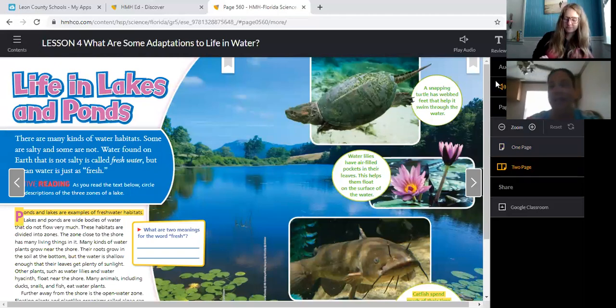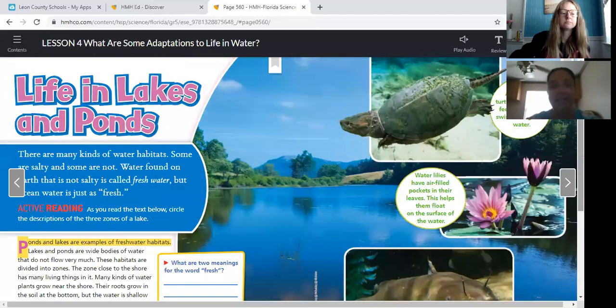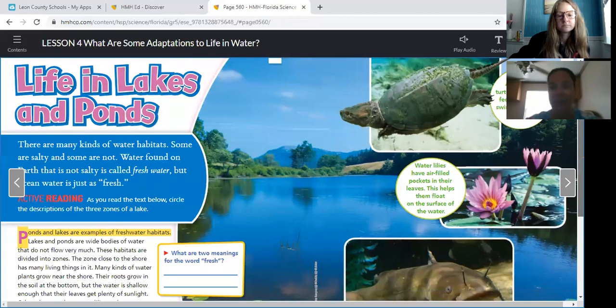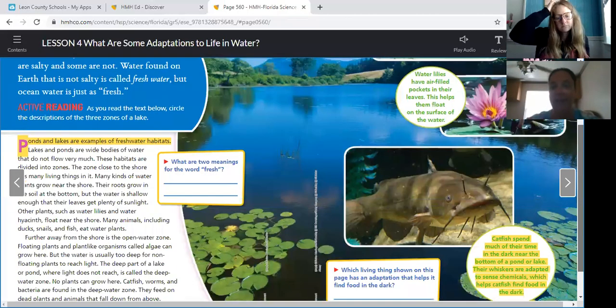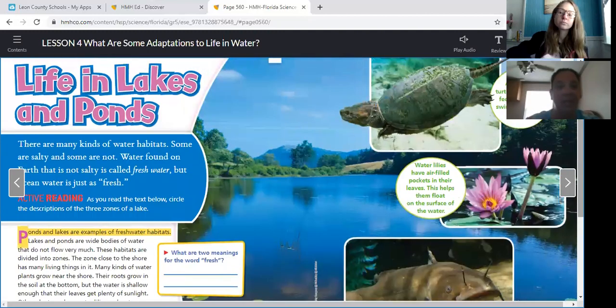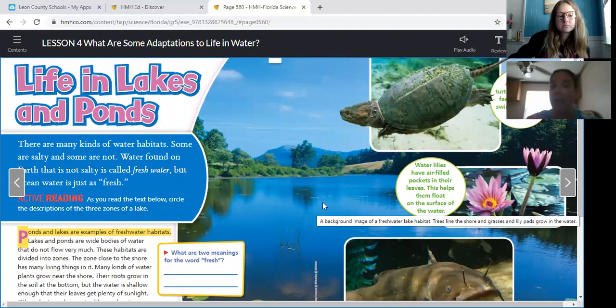All right. So our first stop is lakes and ponds. Okay. So you see the pictures, there's all of these lake and pond habitats. There are many kinds of water habitats. Some are salty, some are not. Water found on Earth that's not salty is called fresh water, and lakes and ponds are freshwater habitats. Here we go, friends.